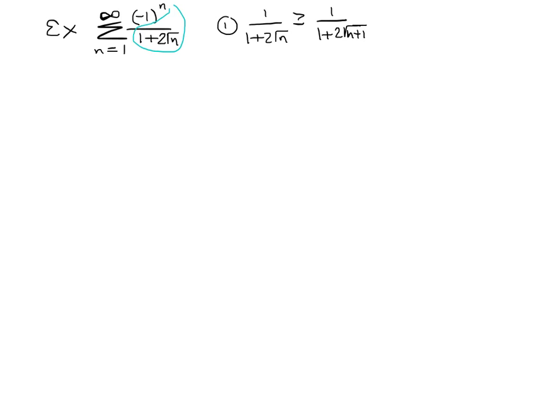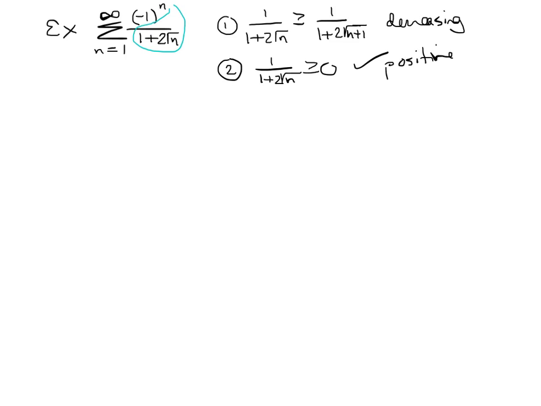So now here's my check. The denominator is bigger because I added something. If the denominator is bigger, the entire thing is smaller. So that's true. So it is decreasing. Secondly, is it positive? So 1 over 1 plus 2 root n, is that greater than or equal to 0? Yeah. We're adding a 2, adding a 1. There's kind of no question there. It's positive.